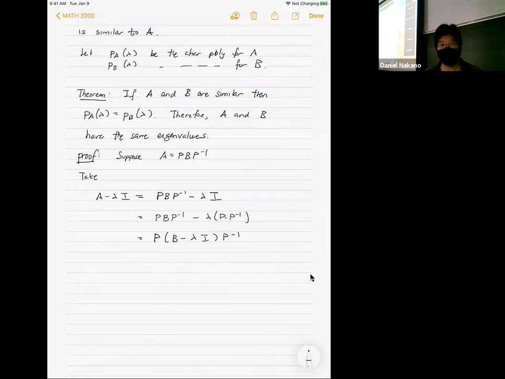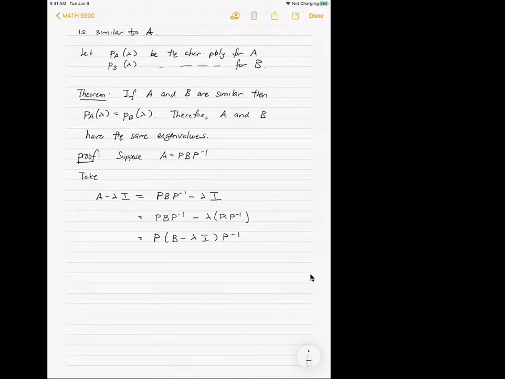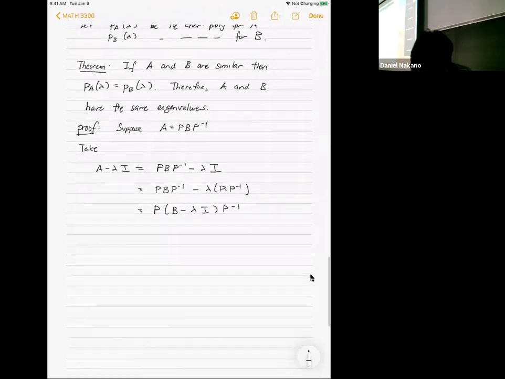Anyone? How is the characteristic polynomial defined? Take the determinant of both sides. Right, so we should take the determinant of both sides. So that means that the determinant of A minus lambda I is equal to the determinant of P B minus lambda I P inverse.